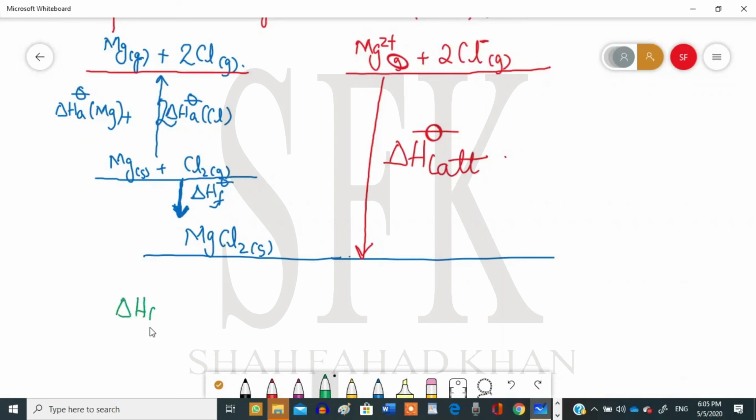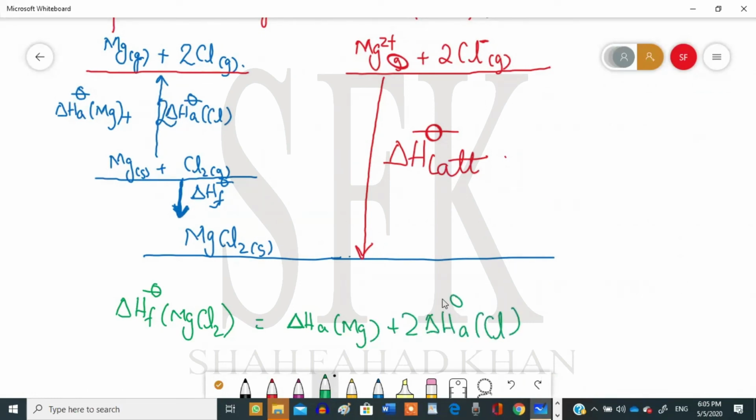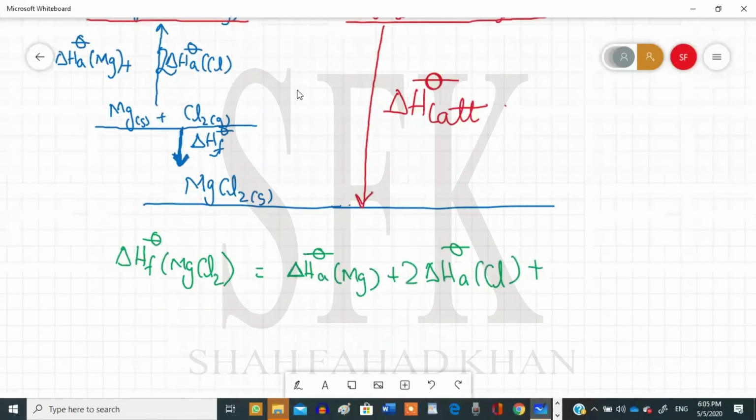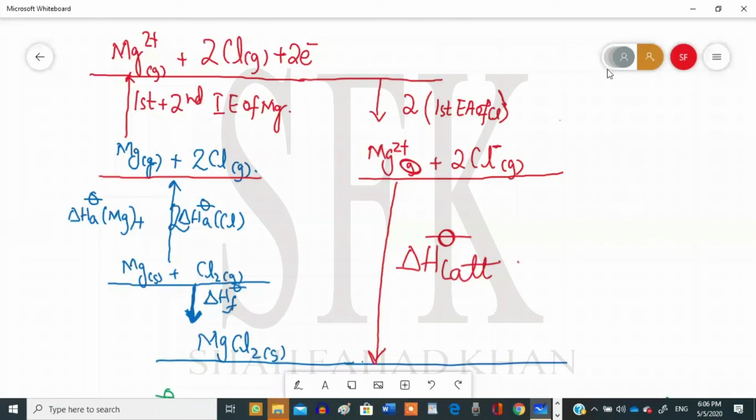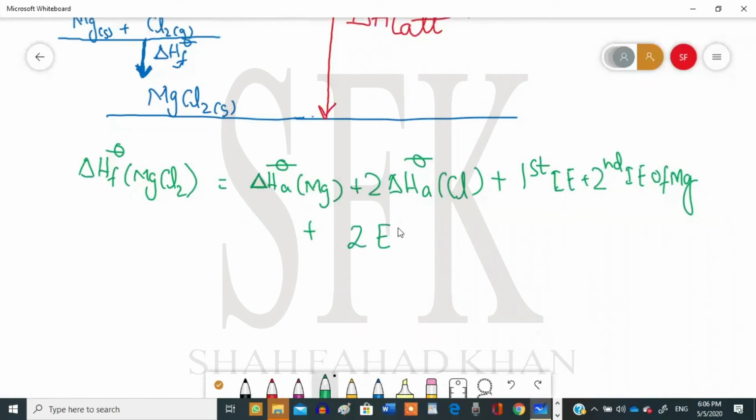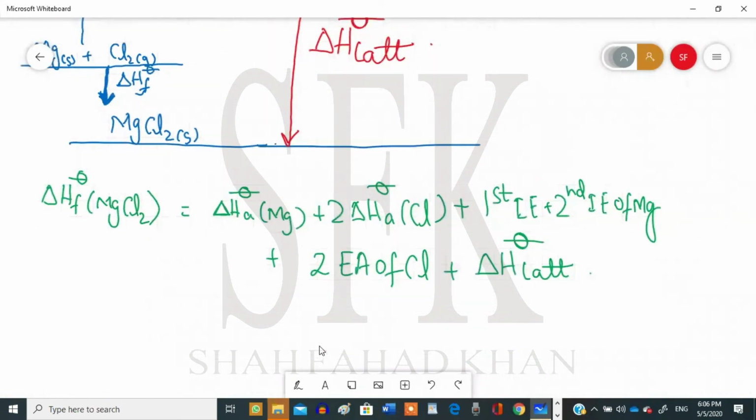So the enthalpy change of formation of magnesium chloride is equal to the enthalpy change of atomization of magnesium, plus twice the enthalpy change of atomization of chlorine. And yeah, guys, don't forget to mention this standard sign over here. Plus the first and second ionization energy of magnesium, plus twice the electron affinity of chlorine, and plus the lattice energy. So this is the Hess's law equation that you get from this Born-Haber cycle.